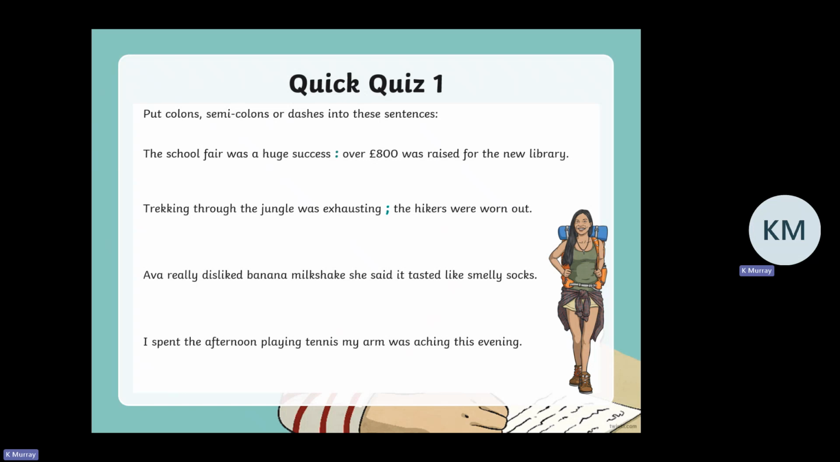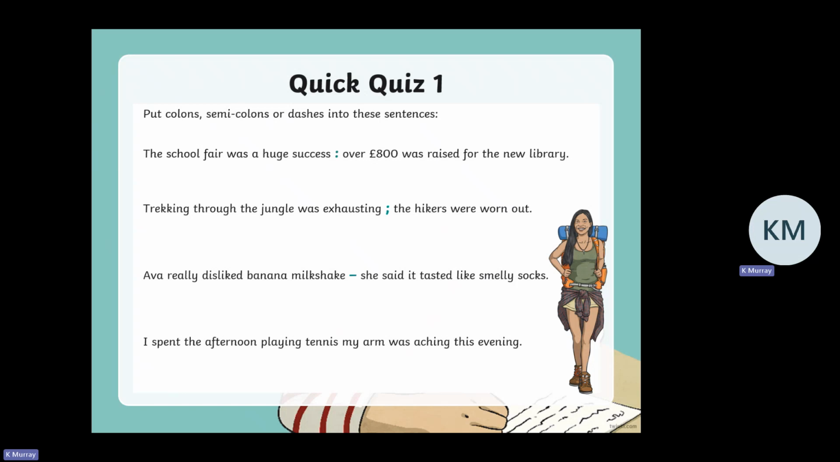What I suggest to you is when you've done some writing, when you go back and proofread and you might have written that sentence with an and, simply cross it out and replace it with a semicolon, because we're desperately trying to get that range of punctuation in your writing, which is going to move you up that mark scheme. Ava really disliked banana milkshake. She said it tasted like smelly socks. The dash works perfectly in that sentence. Remember, a comma wouldn't have worked in that sentence because they both make sense.